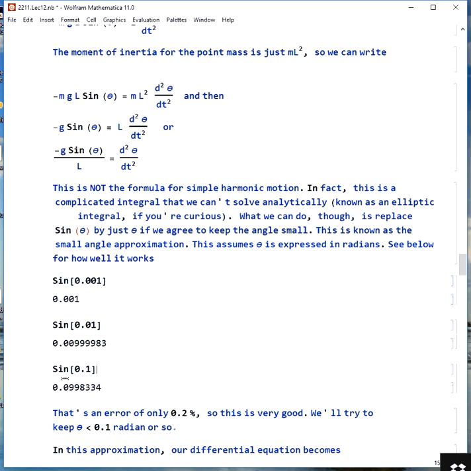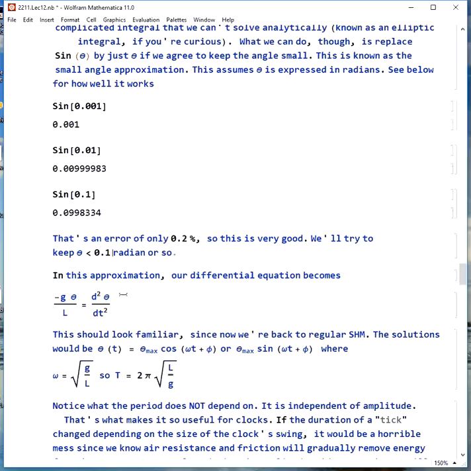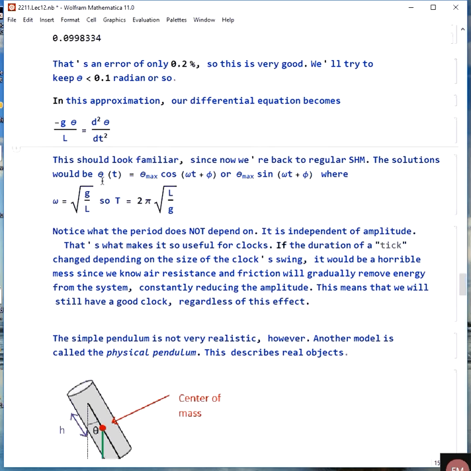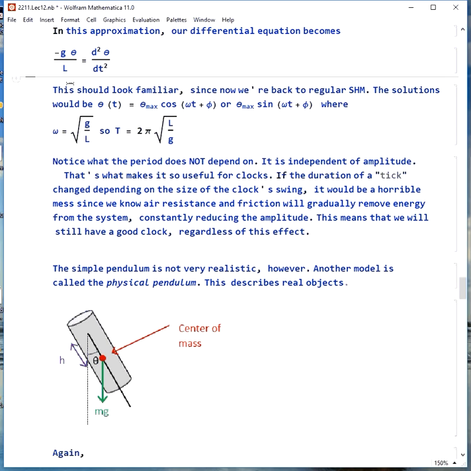If we keep theta less than about 0.1 radian, which again is about 6 degrees, this will be an excellent approximation. When we make this approximation, the differential equation turns into negative g theta over L instead of sine theta on the left. This is exactly the simple harmonic motion equation again. Since this is regular simple harmonic motion, theta as a function of t is theta max times cosine or sine of omega t plus phi, and this time omega is the square root of g over L. The period is then 2 pi times the square root of L over g.